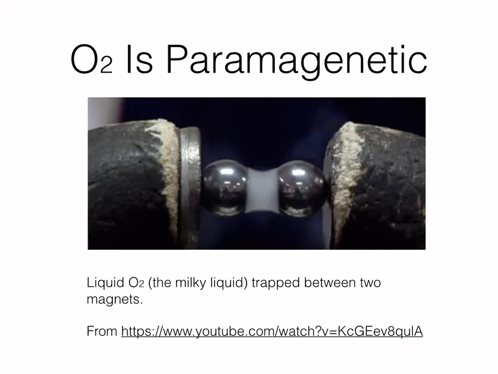Now, if you watch the video, you'll find there's also an experiment done with liquid nitrogen. Liquid nitrogen is diamagnetic. And when the experiment is done with liquid nitrogen, the liquid nitrogen does not get trapped between the magnets. So this is experimental validation that molecular orbital theory is a more superior theory than Lewis dot structure, because Lewis dot structure would predict oxygen is diamagnetic, but that's not the case in reality.